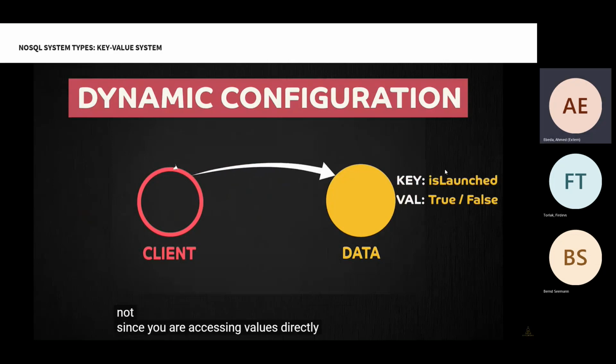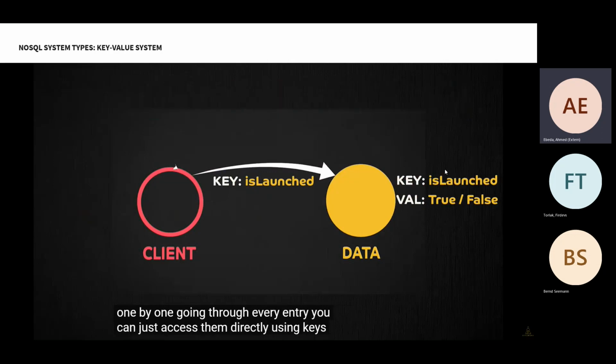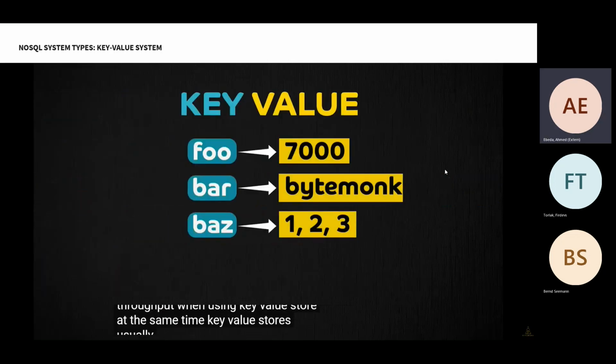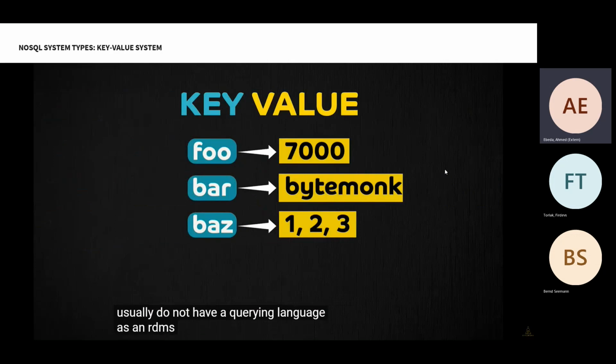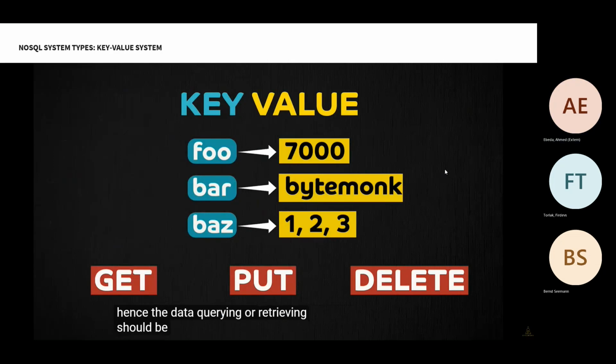Since you are accessing values directly through the keys, you don't have to search through the database sequentially one by one, going through every entry. You can just access them directly using keys, which makes them extremely fast. And so you will often get low latency and high throughput when using a key value store. At the same time, key value stores usually do not have a querying language as in an RDBMS to retrieve data. They only provide some simple operations such as get, put, and delete. Hence, the data querying or retrieving should be handled manually at the application level.